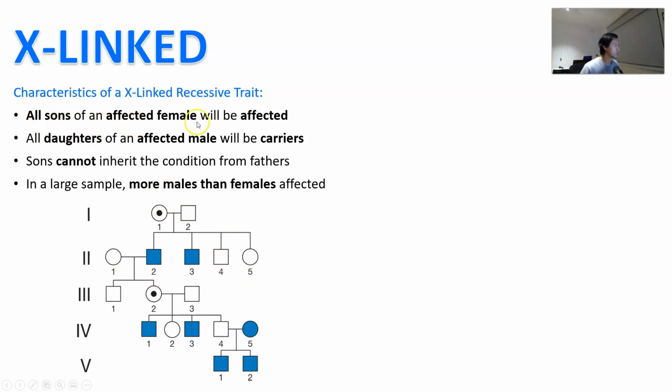All the sons of an affected female are going to be affected, right? All the daughters of an affected male will be carriers. Sons cannot inherit the condition from their fathers. And in a large sample, more males than females are going to be affected. How do we understand this, right?